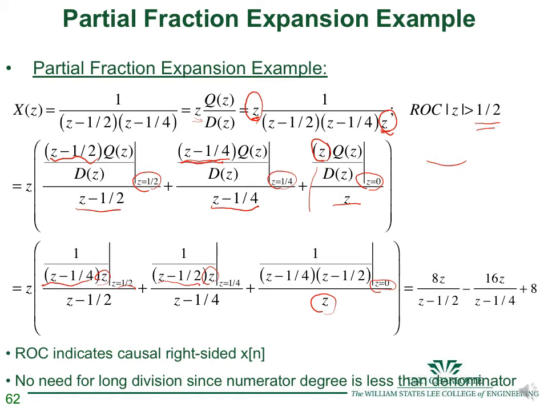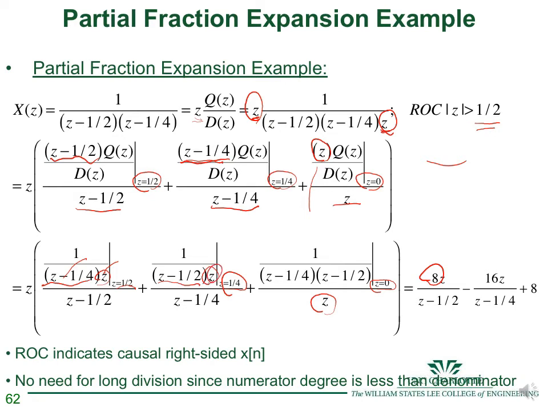Since I have 1/2 minus 1/4 is a quarter, times 1/2 is 1/8, 1 over 1/8 gives me 8. For the second term, z equals 1/4. I have 1/4 minus 1/2 gives me minus 1/4, times 1/4 gives me a 1/16, minus a 1/16, and so I get minus 16, since I have 1 over that in the denominator here.